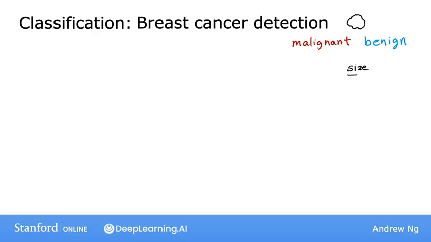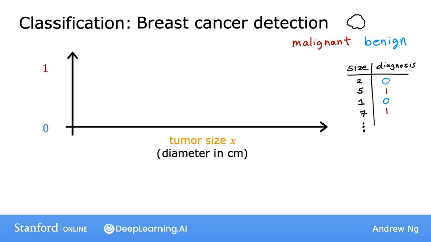So maybe your dataset has tumors of various sizes, and these tumors are labeled as either benign, which I will designate in this example with a 0, or malignant, which I'll designate with a 1. You can then plot your data on a graph like this, where the horizontal axis represents the size of the tumor, and the vertical axis takes on only two values, 0 or 1, depending on whether the tumor is benign, 0, or malignant, 1.